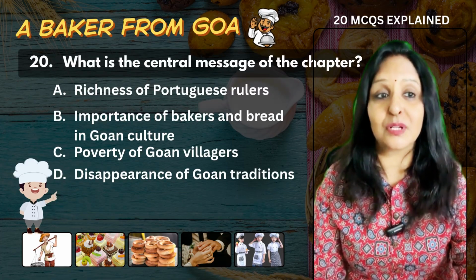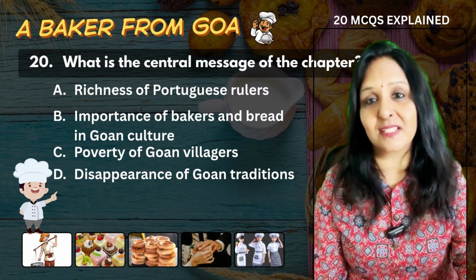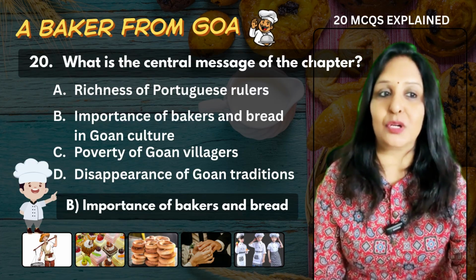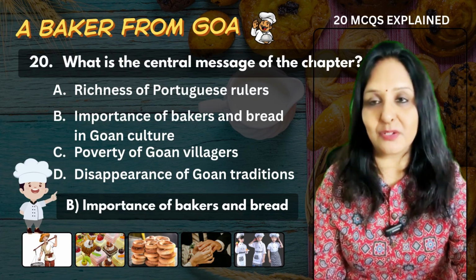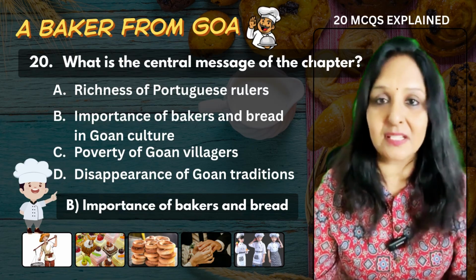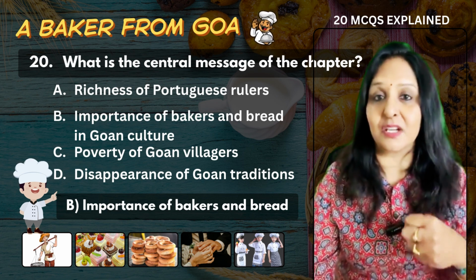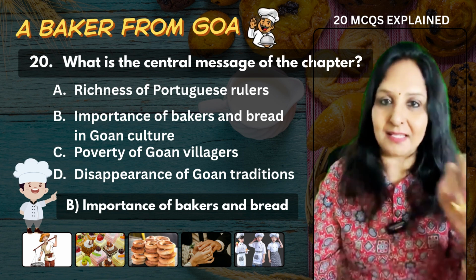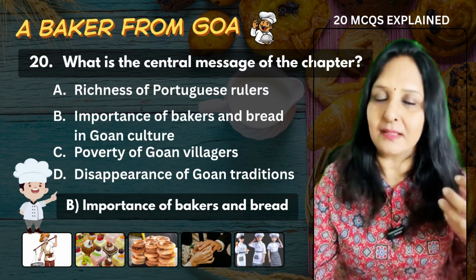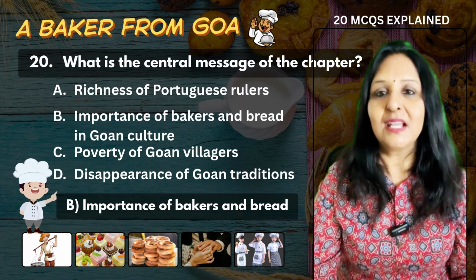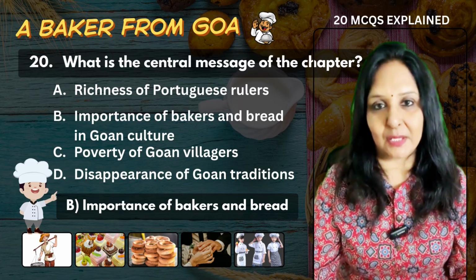The last question, what is the central message of the chapter? This is very important. So the option B, the importance of bakers and bread in Goan culture and tradition. So the whole chapter is about a baker and their furnaces, their tradition, how they carried it, and even now their sons are still following, a few of them, they're still continuing to follow that. So this is the central theme of the chapter.